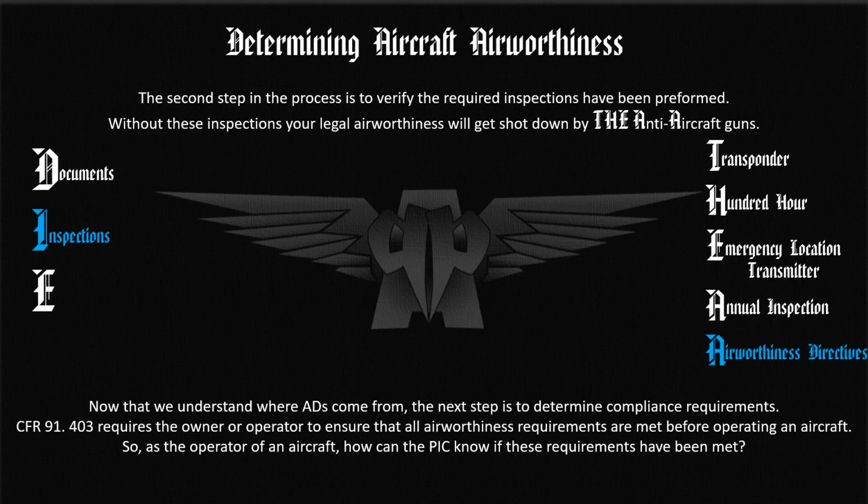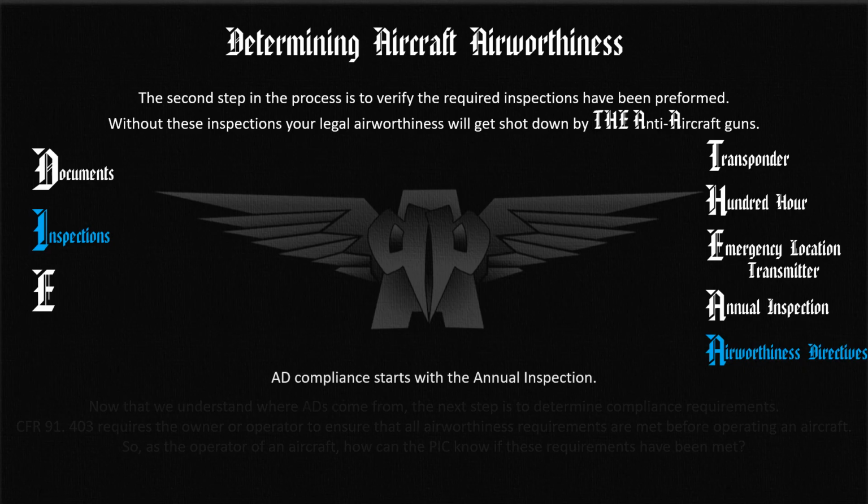The Code of Federal Regulations 91.403 requires the owner-operator to ensure that all airworthiness requirements are met before operating an aircraft. So, as the operator of an aircraft, how can the pilot in command know if these requirements have been met?